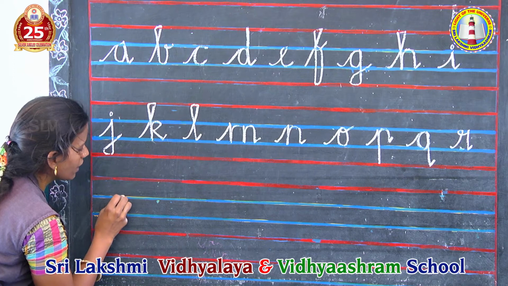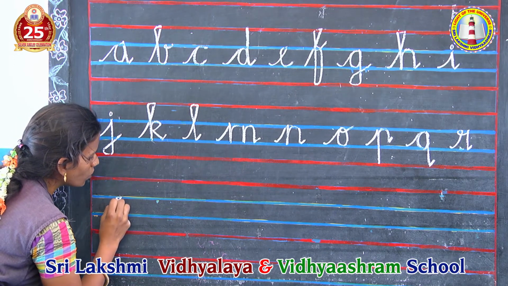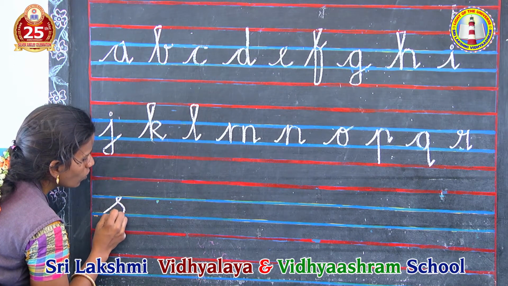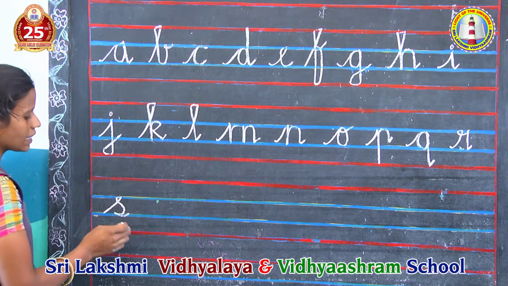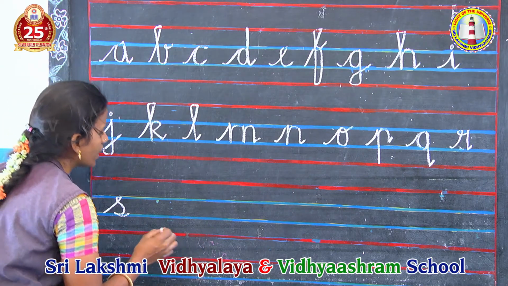Draw a stroke line and then middle of the small curve, another one curve and then small slanting line. It's called S. Next we write the letter T.